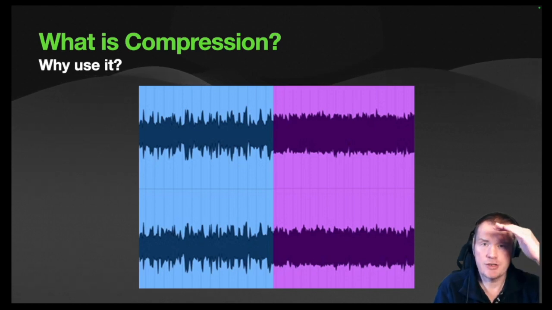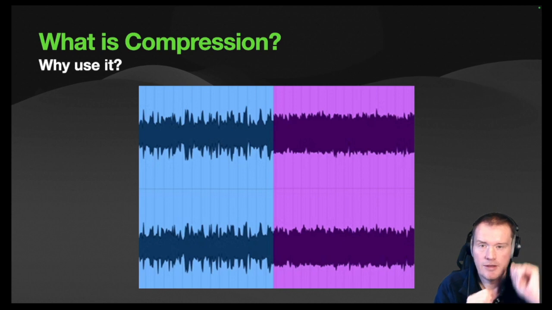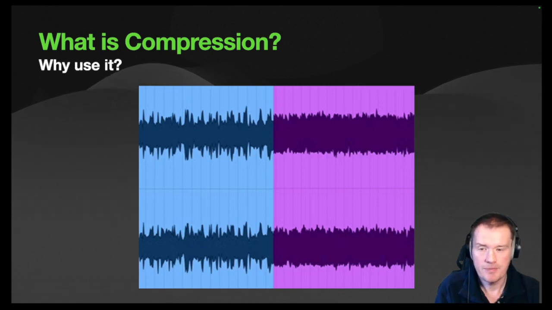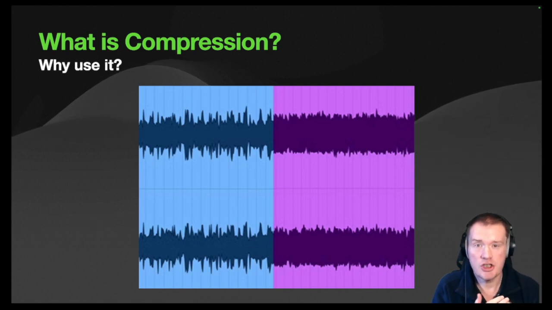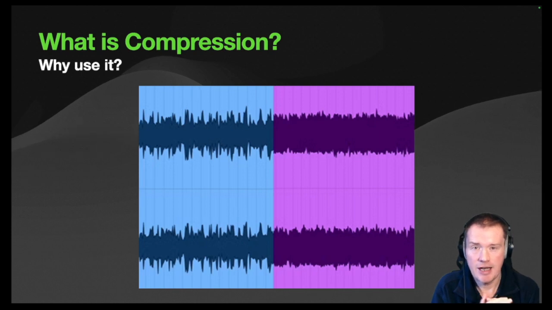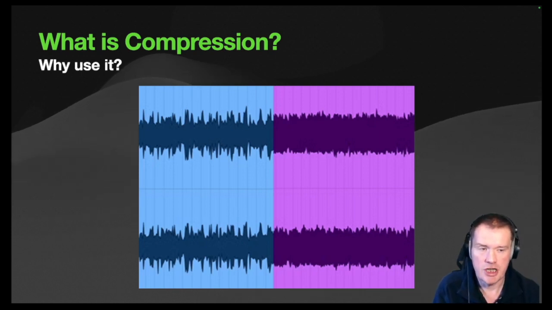We are reducing the dynamic range, and for some instruments and vocals, for example, this can give a smoother feeling. For drums, it can give a punchier feel where the sound is a bit more consistent and always at that punchy level.